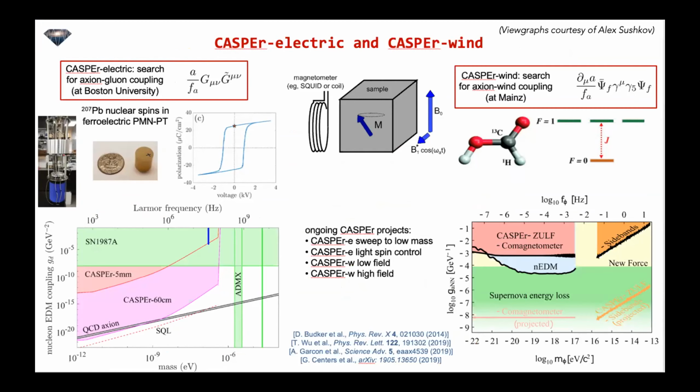on going back to the low mass range, how to go from the nano eV or few nano eV range all the way down. And this is the cosmic axion spin precession experiment. There's two renditions of this. There's what is called CASPEr Electric and CASPEr Wind. These are basically NMR-based experiments.